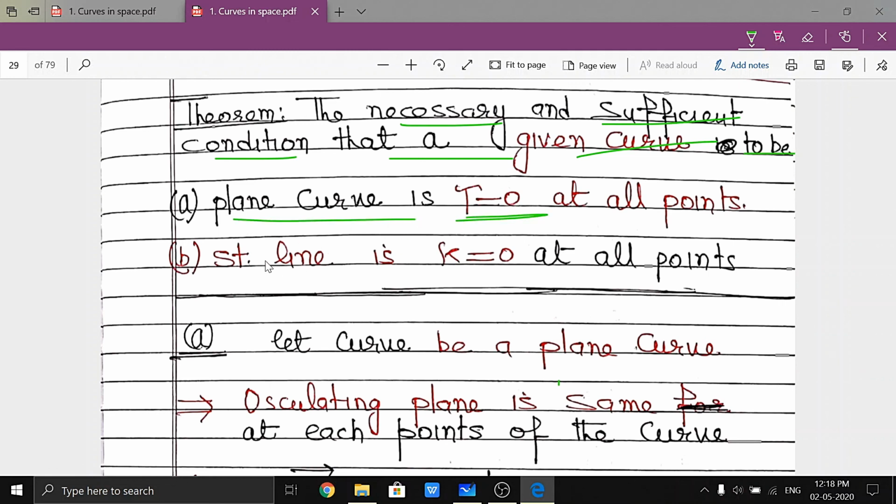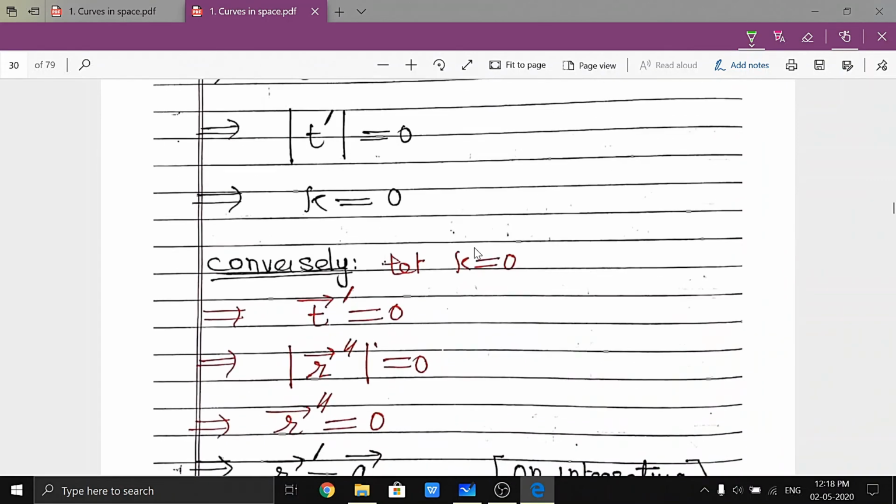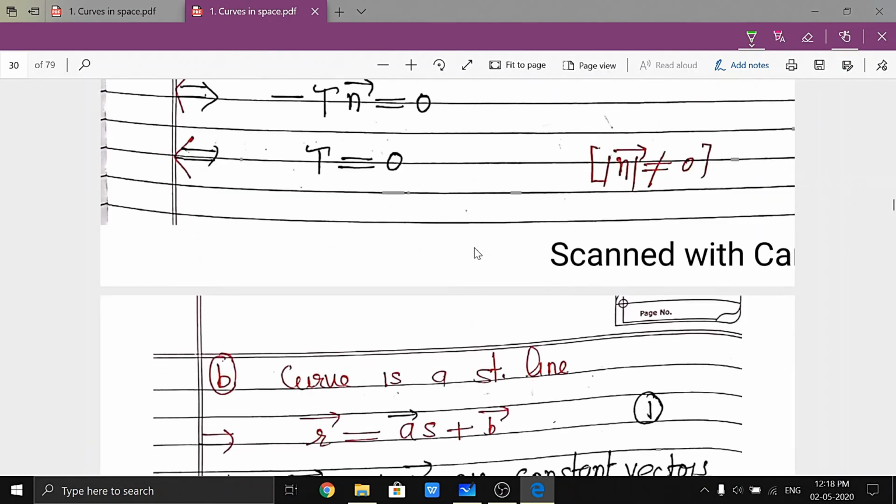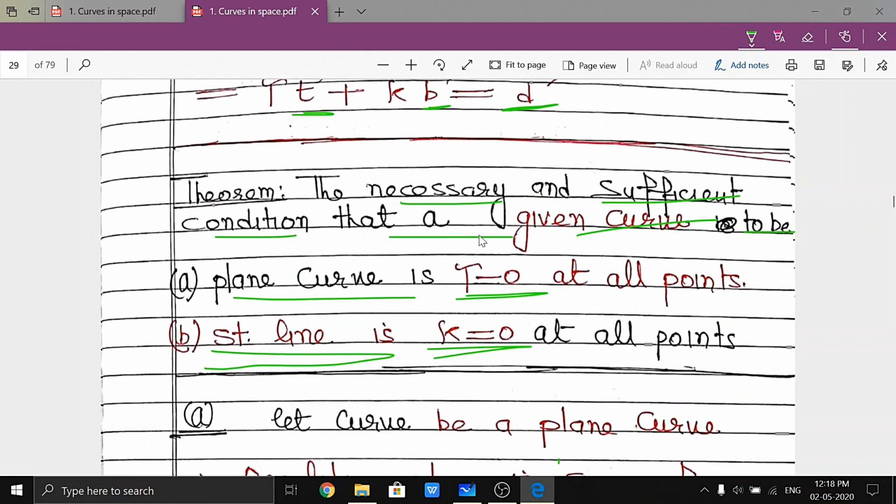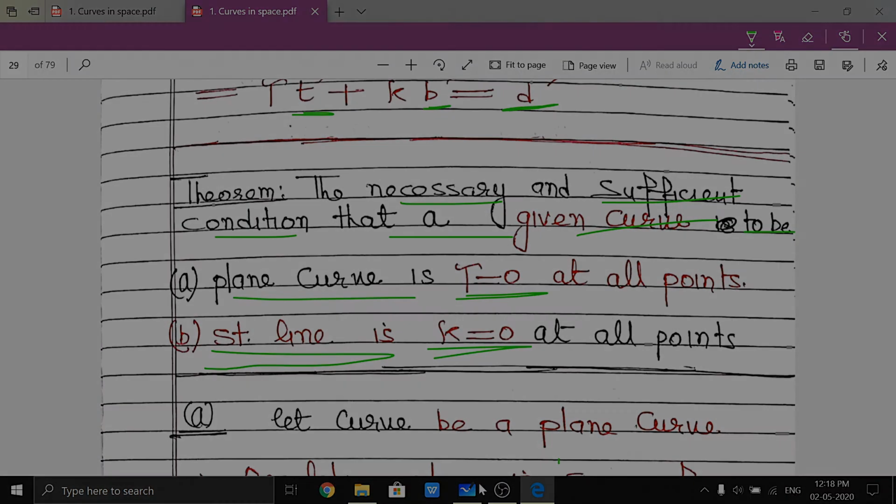Now after that, the necessary and sufficient condition that a given curve is a plane curve is that tau is 0, and the given curve is a straight line if kappa is 0. Clear? So if tau is 0, then the given curve is a plane curve. If kappa is 0, then the given curve is a straight line. Now that we will discuss in the next lecture. So remember this result. If tau is 0, the curve is a plane curve. If kappa is 0, the curve is a straight line. Right? This is the theorem that we will discuss in the next lectures.